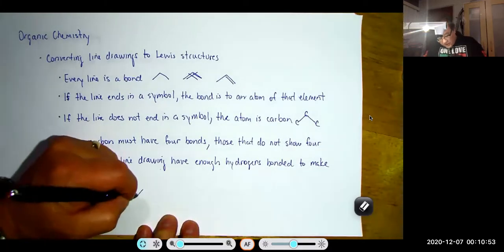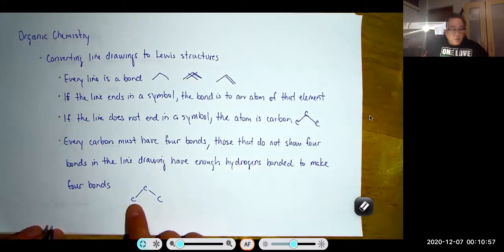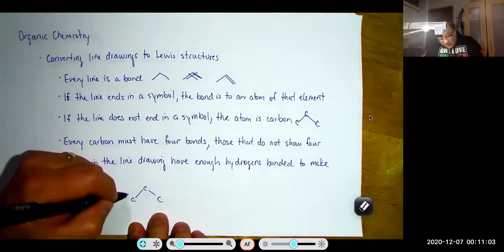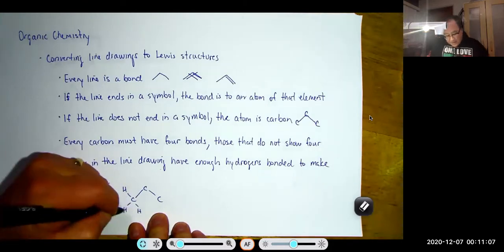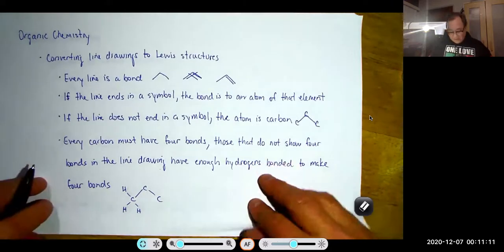So if we take a look at just this carbon right here, can you see that it only has 1 bond? So how do we make that have 4 bonds? Well, we add 4 hydrogens to it. Now, I'm not going to fill in the hydrogens on the rest of the carbons. That's something that you may want to try to do for yourself.